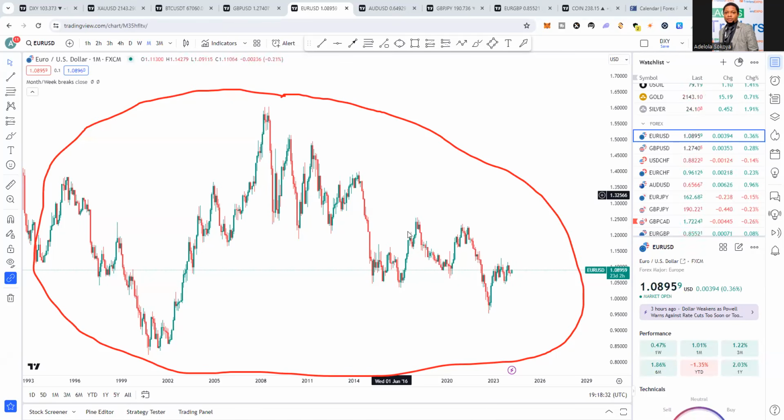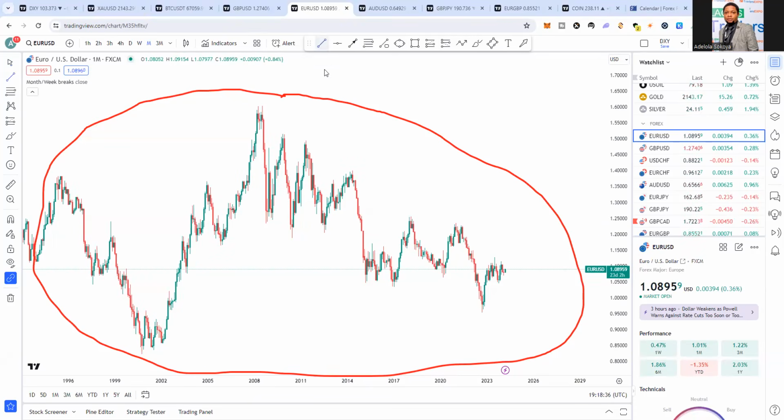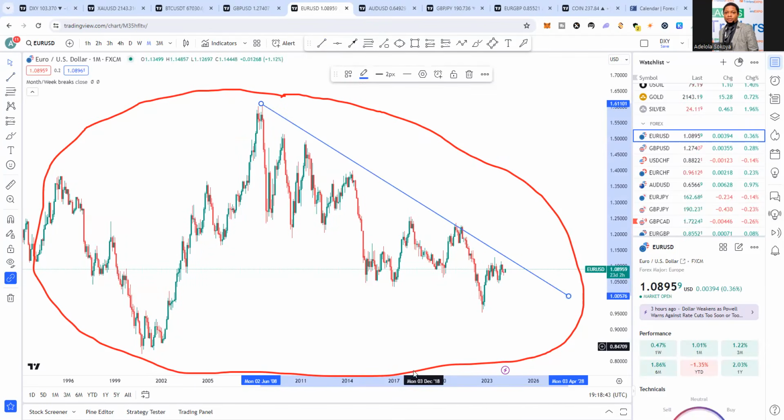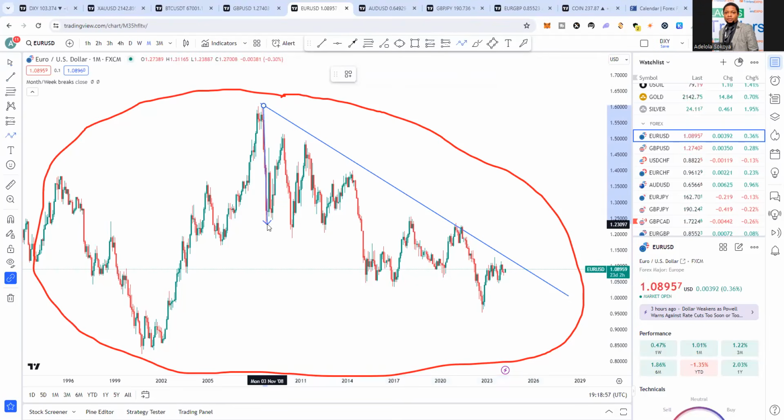For example, if you look at this chart, you will notice that price is bearish. Price is going down, so you will do well to be selling. You will notice that we have a drop from here. This happened in 2008, because I'm actually on the monthly time frame. You will do well to be looking for opportunities to be selling on Euro USD from 2008 to even till now. Euro USD has been overly bearish, as you can see. So that is the story of Euro USD.